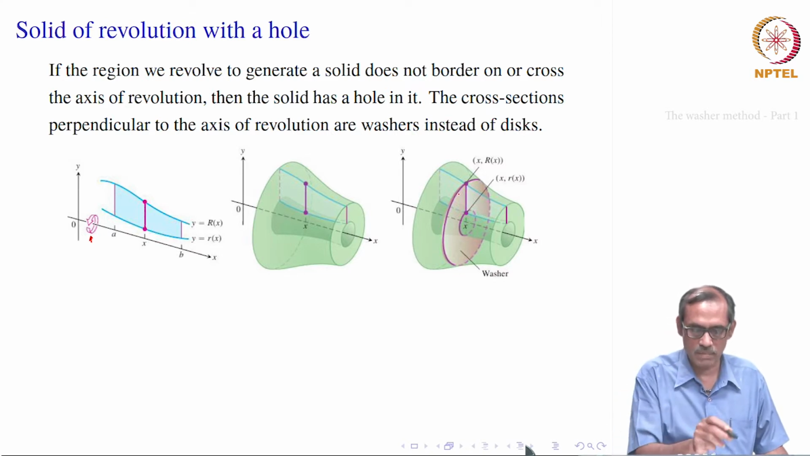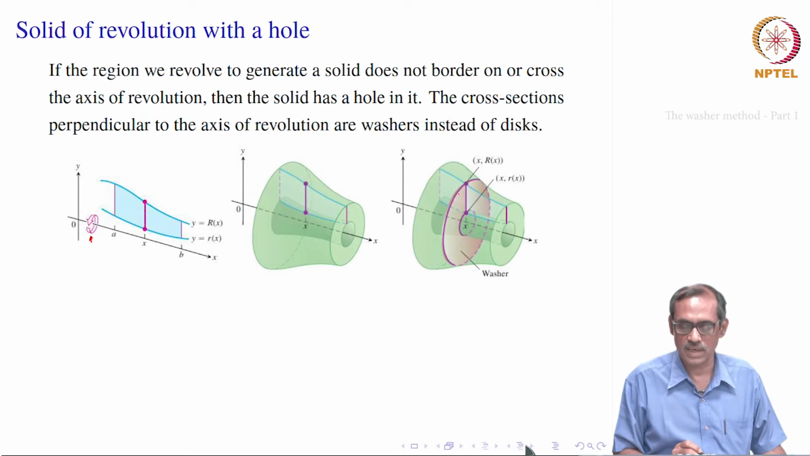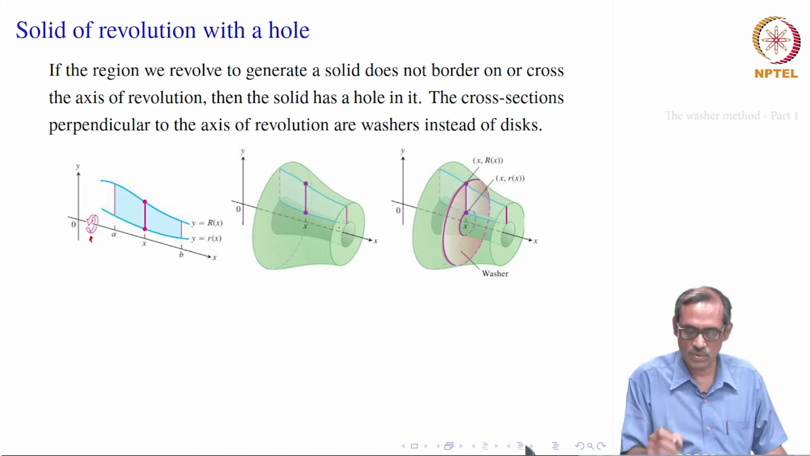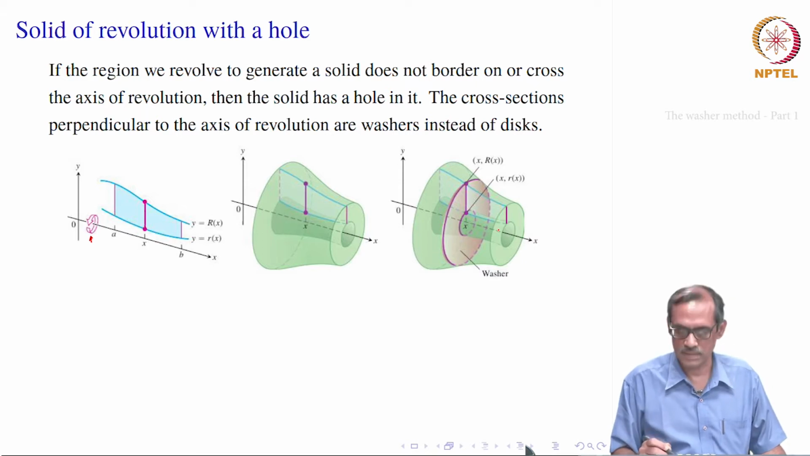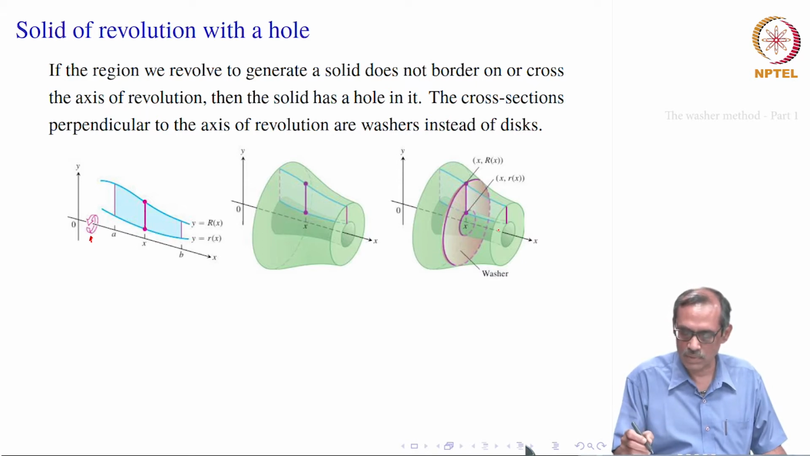So, that is what we say: if the region we revolve to generate a solid does not border on or cross the axis of revolution, then the solid has a hole in it, and the cross sections perpendicular to the axis of revolution will be annular, right. So, they will be washers instead of discs. As earlier, you can compute the volume of the total along with the hole and then subtract the hole from it.